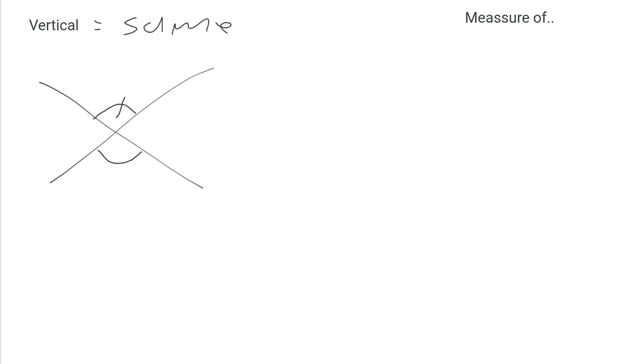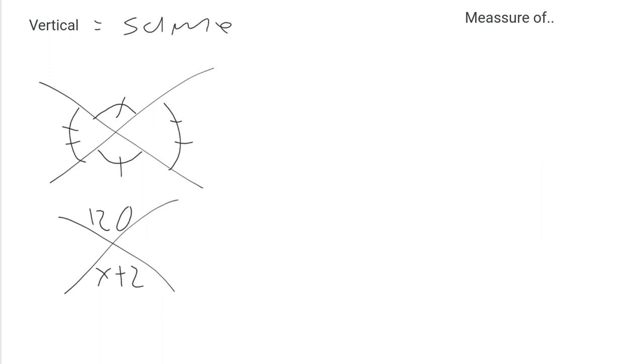Vertical means that they are the same. So when there's an X, there's always going to be a wider angle, and diagonal to it is the same measure. On the other direction, diagonal from it will have the same measure. So if they say there's a vertical angle, this one is 120, and this is x plus 2. Since they're the same, that means x plus 2 is equal to 120. Subtract 2 from both sides, x is 118.